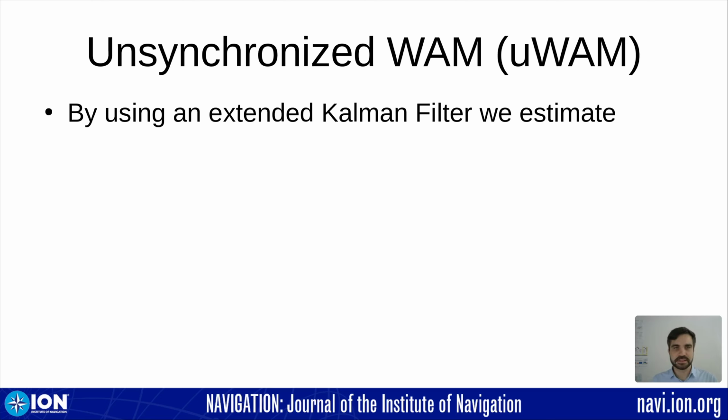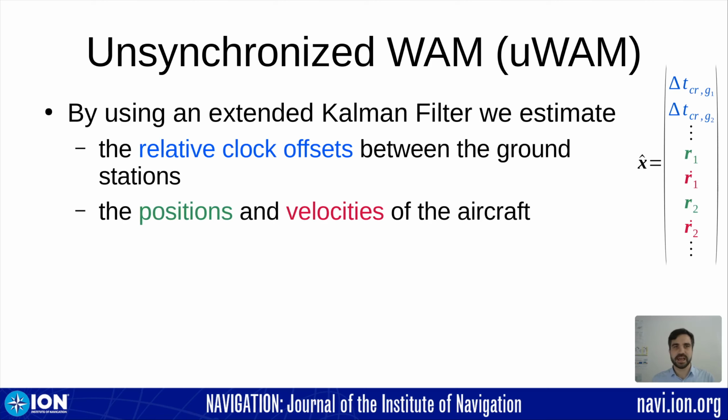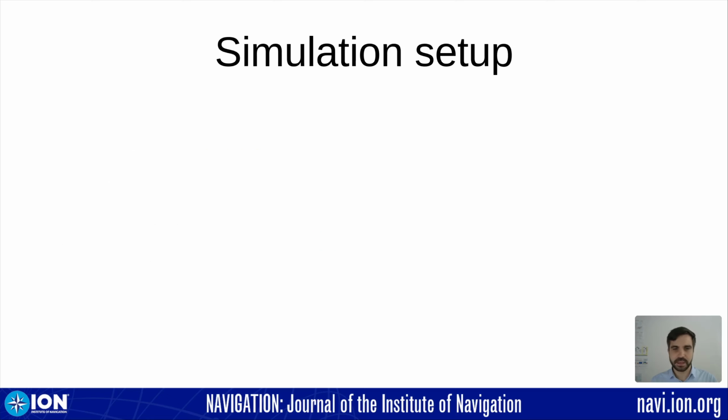The idea is to use an extended Kalman filter and estimate the relative clock offsets between the ground stations and the position and velocities of the aircraft at the same time. Observations that are taken into account are the TDOA measurements and the ADS-B message content, for example, the position of the aircraft. We perform multiple simulations to evaluate the applicability of the approach.